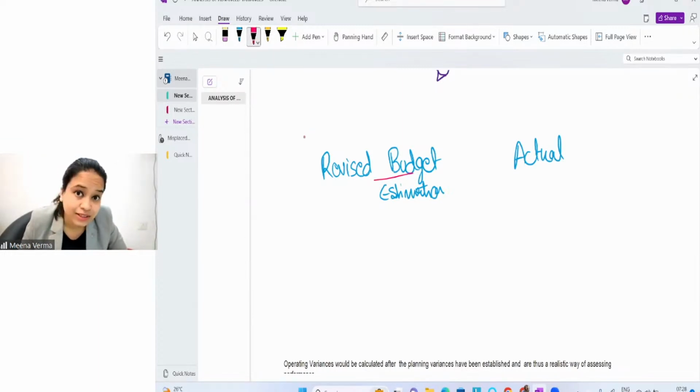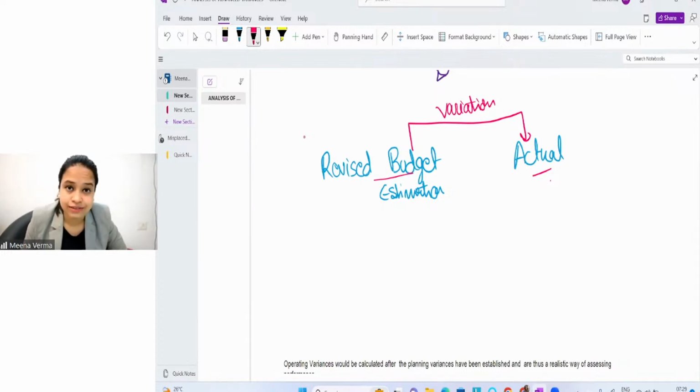Budget, we have learned in the last session. They prepare the budget, they prepare the actual budget, they consider the external environment, and they may revise the budget. So there will be a budget, then there will be the actual scenario, and there may be some variations. Right, there will be some variations. So this variation is known as operational level variations.